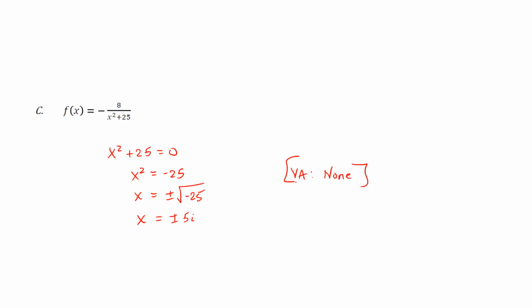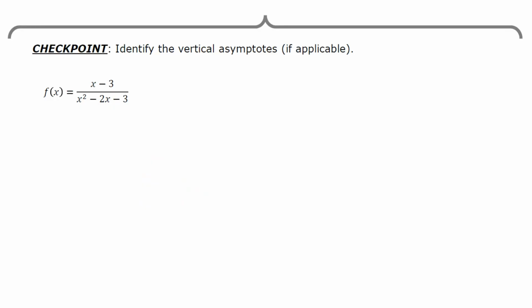Okay. All right, here's a checkpoint. So why don't you pause and attempt this checkpoint. Identify the vertical asymptote of f of x.